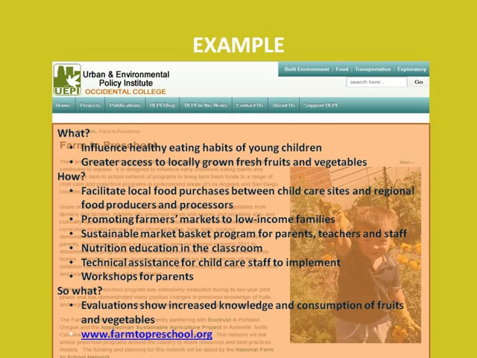The website www.farmtopreschool.org is an excellent resource that provides examples like this and many others. We'll also be having a resource page following this webinar where the things that we mentioned during today's webinar and other resources will be listed. So you don't have to worry about jotting down all these URLs.